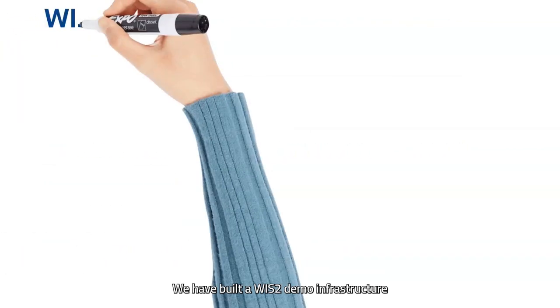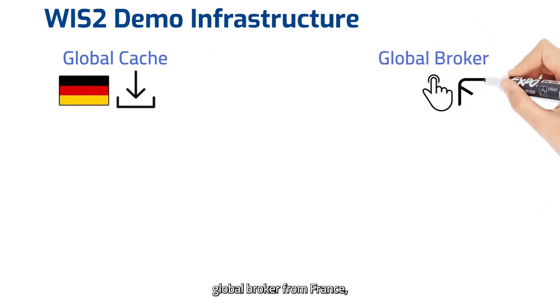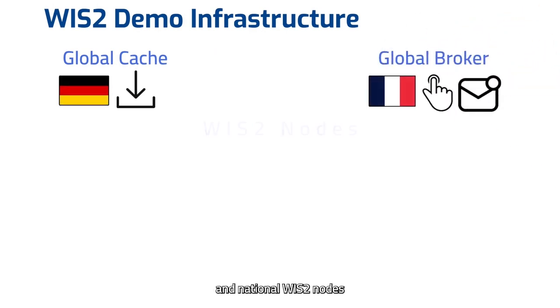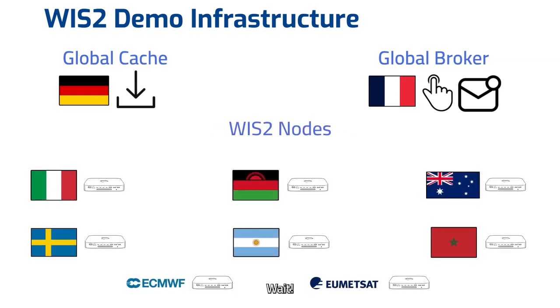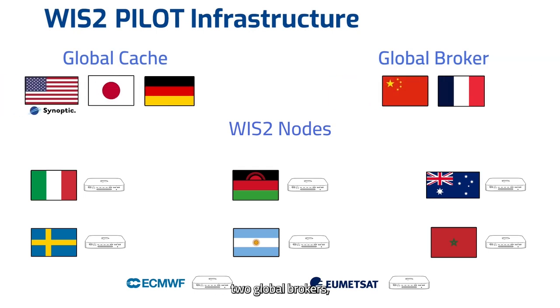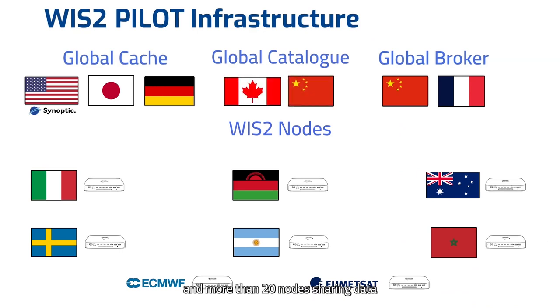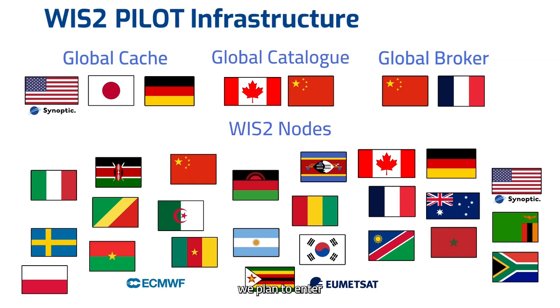We have built a WIS 2 demo infrastructure to show how, with a global cache from Germany, global broker from France, and national WIS 2 nodes, each showing different options for how WIS 2 can be set up and used. This was in October last year, and we started the pilot phase in December. Now in May 2023, we have 3 global caches, 2 global brokers, 2 global catalogs, and more than 20 nodes sharing data through the global services in experimental mode. Next year, we plan to enter the pre-operational phase and to have WIS 2 operational before the end of 2024.